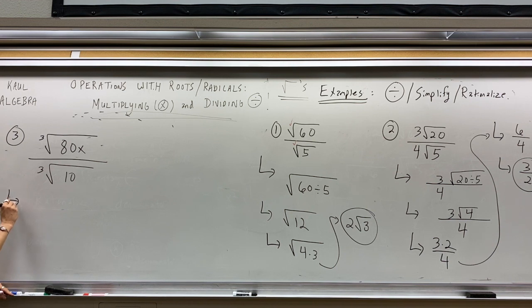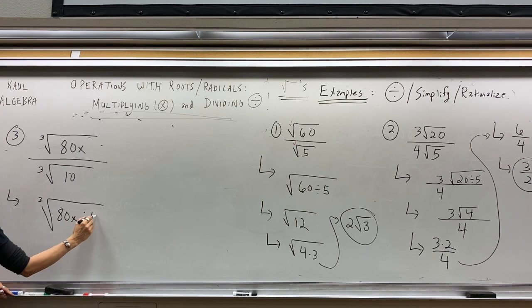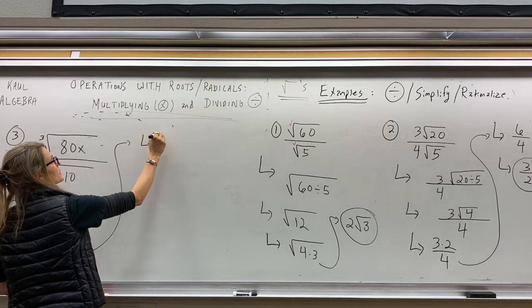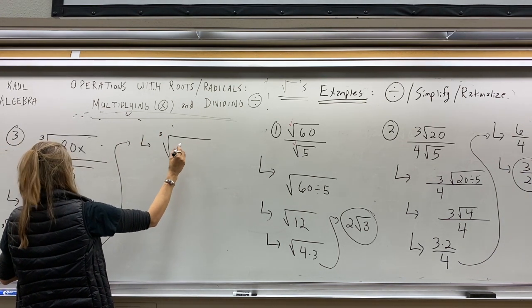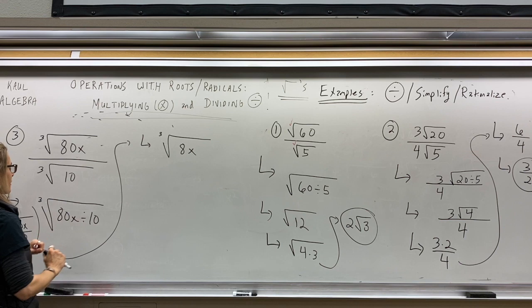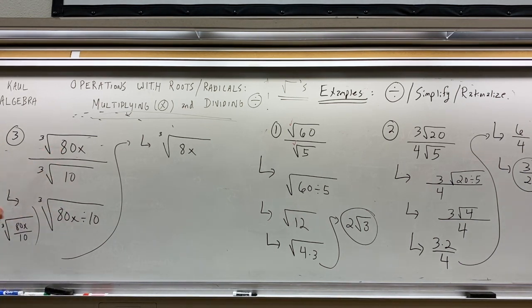We could go ahead and say, well, this is the same thing as saying the cube root of 80x divided by 10. You could write it this way, especially if you have fractions. And note that they're the same thing. So what this gives me now is the cube root of 8x. And the next part I want to do is to simplify this significantly.